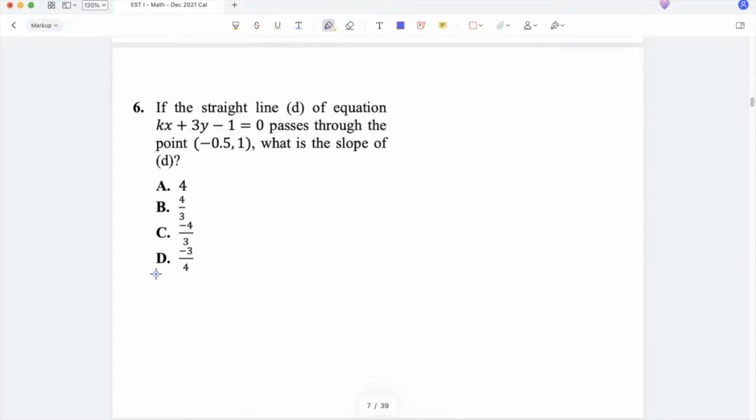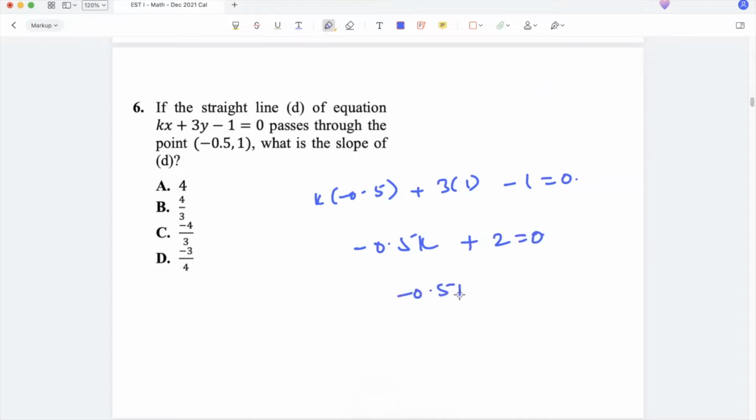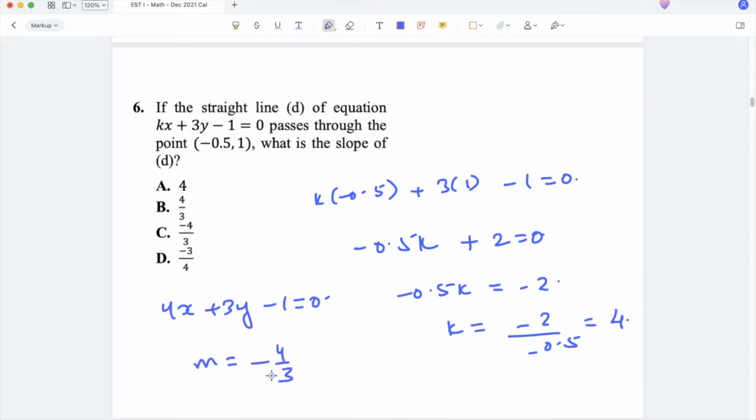If the straight line of equation this passes through the point this, what is the slope of it? So k times negative 0.5 plus 3 times 1, minus 1 is 0. So minus 0.5k plus 2 is 0. So minus 0.5k is minus 2. So k is minus 2 by minus 0.5, which is 4. So the equation is 4x plus 3y minus 1 is 0. So the slope will be minus 4 by 3.